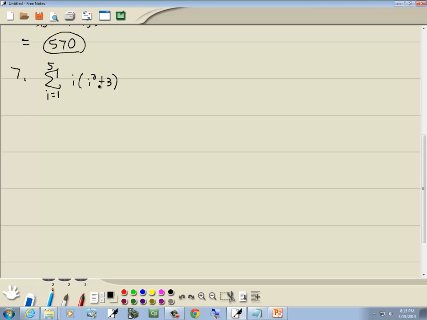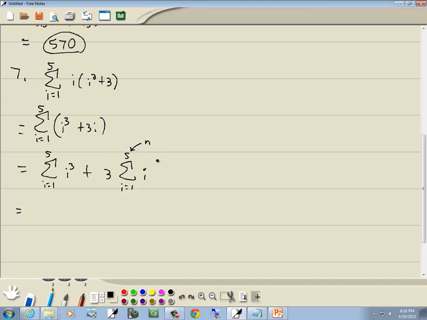Well, I got parentheses here. Well, that's easy. I'll go ahead and multiply the i through. So we got i equals 1 to 5. i times i squared is i to the third. And i times 3 is 3i. Well, now we want to split this into separate summations. So we're going to have the sum from i equals 1 to 5 of i to the third plus 3 times the sum of i equals 1 to 5 of i. Now notice this 3i, I put the 3 out in front of the summation. Now in all of these, the n is the number that's up on top, so n is 5.